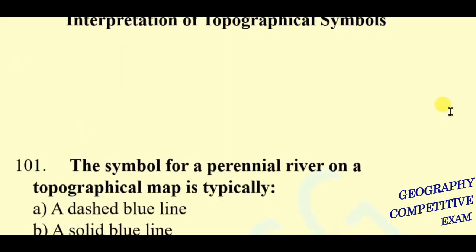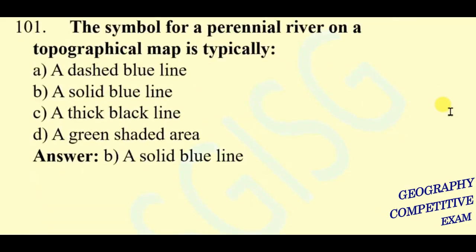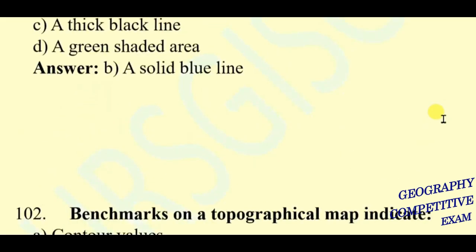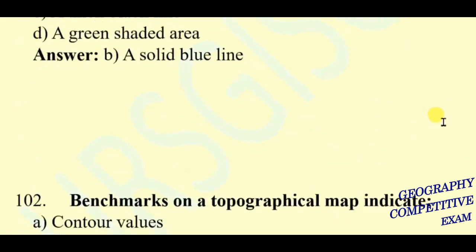On category interpretation of topographical symbols. Question number 101. The symbol for a perennial river on a topographical map is typically a dashed blue line, a solid blue line, a thick black line, a green shaded area. Here the right answer will be a solid blue line because this is a perennial river, means all time there are water in the river, not a dryland river. Okay.